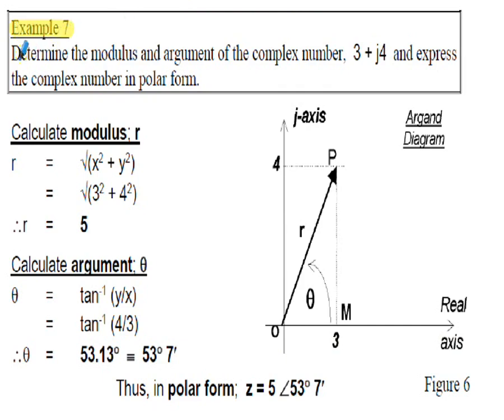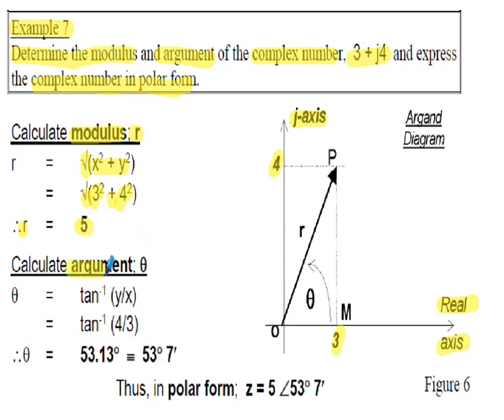Example 7. We're asked to determine the modulus and the argument, that's the r and the theta respectively, of the complex number 3 plus j4, and express this complex number in polar form. So if I sketch the complex number 3 plus j4, I've got 3 on the real axis and 4 on the imaginary j axis. To calculate the modulus r of the complex number, that's simply the square root of x squared plus y squared. In this case, x is 3, so 3 squared plus y, which is 4 squared, all square rooted, gives us a value of r equal to 5.